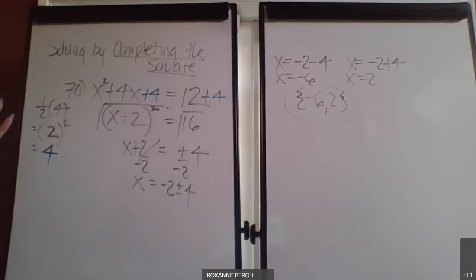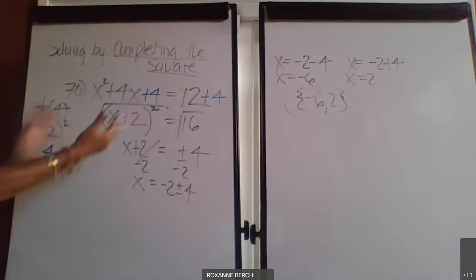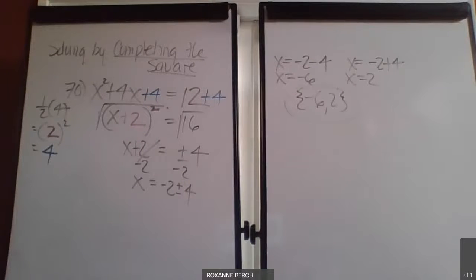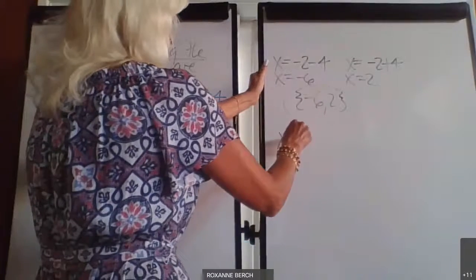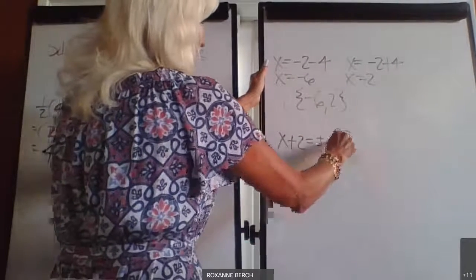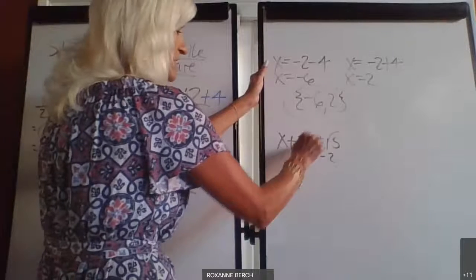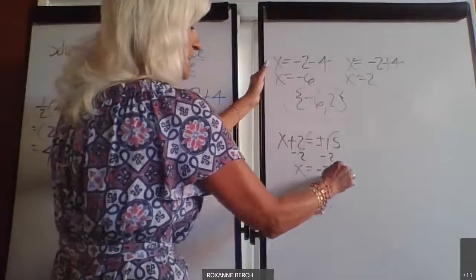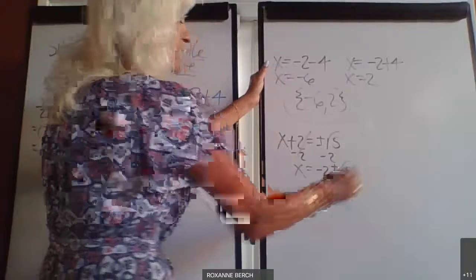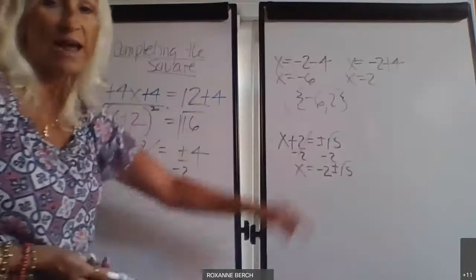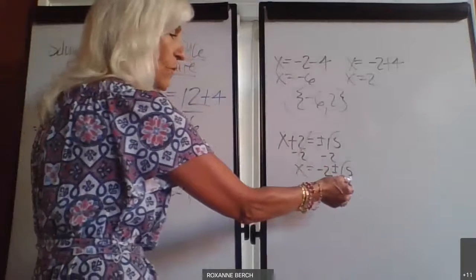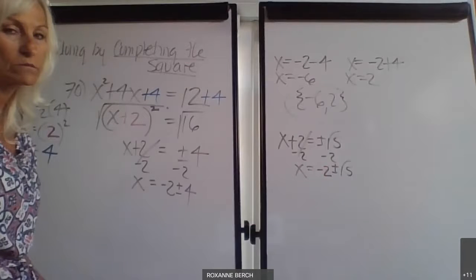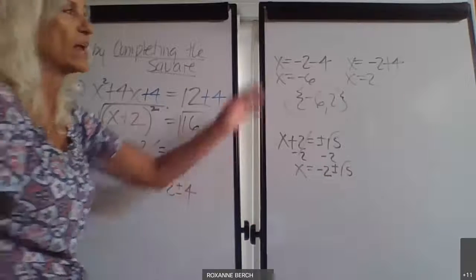Before you go to your teams and do your own problem, does anybody want to ask me about this? If the right side isn't a perfect square, then what happens? Let's say it looks like this: x plus 2 equals plus or minus the square root of 5. What you do is subtract 2 and just leave it alone. It would just be negative 2 plus or minus radical 5. So negative 2 minus radical 5 and negative 2 plus radical 5. If there are any perfect squares under the radical, you have to get them out. So you're right, it's not always going to turn out like this.